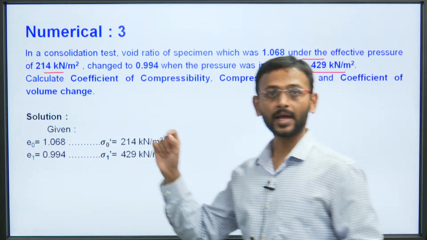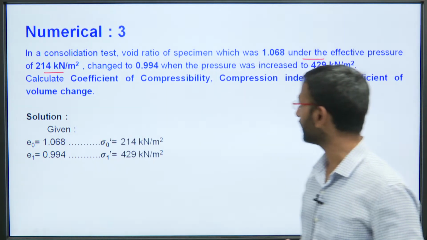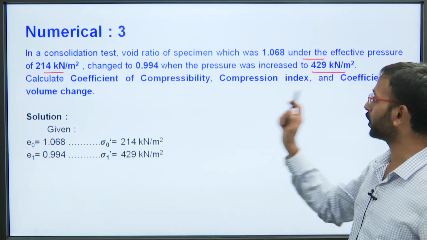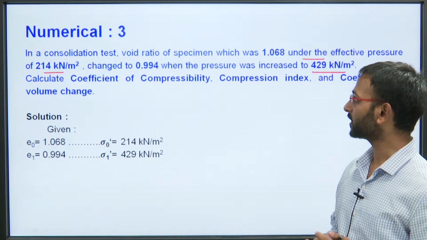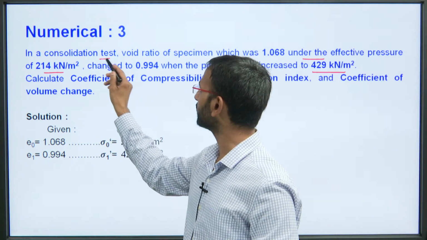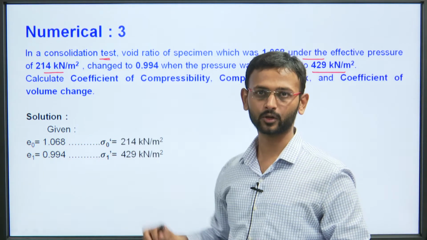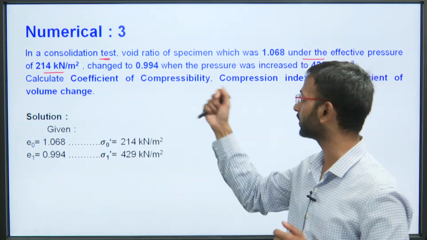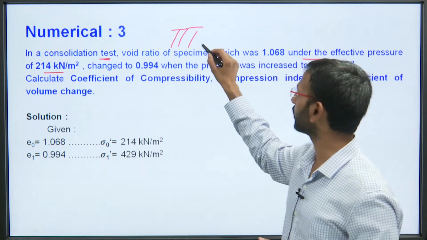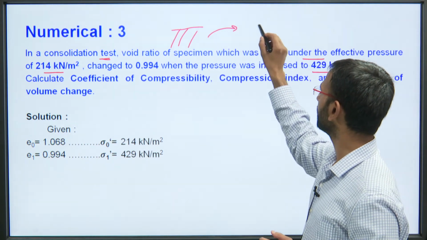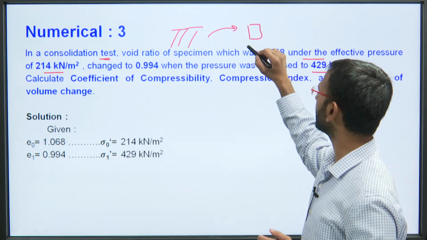Now see, calculate the coefficient of compressibility, compression index and coefficient of volume change. So these three things you have to calculate, but before this, understand the test being performed in the lab, a consolidation test, where you perform the test in the consolidometer. You went to the field, took some soil specimen from the field, and this specimen was tested in the lab.